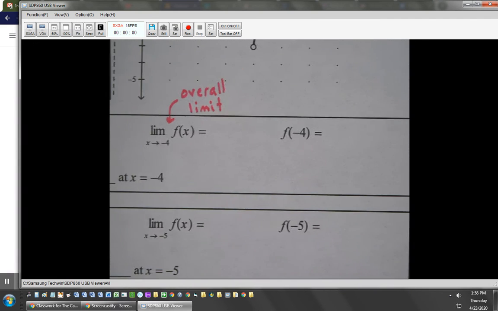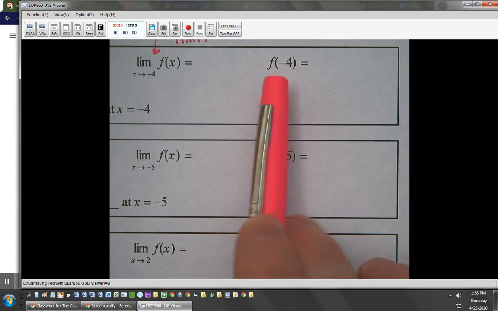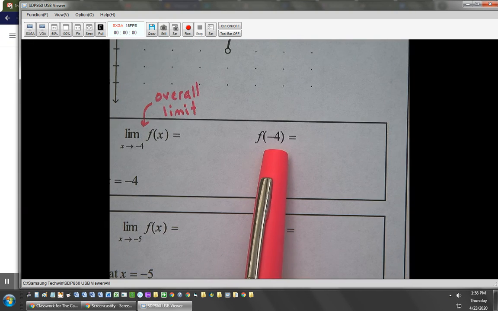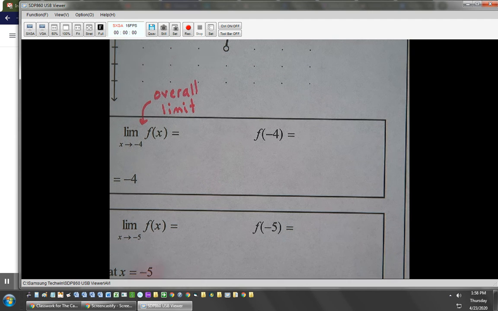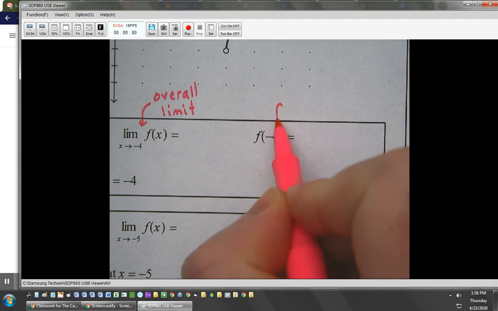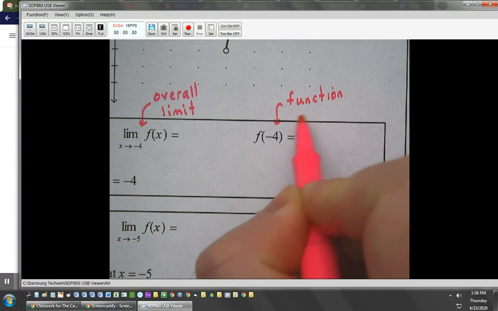And now we look at this last case. This is what I was talking about at the beginning. This is giving me an x value. This is f of x, right? So that f of x became f of -4. That means -4 is my x value. And this is saying, what's the function value? This is a point. This is the function value.